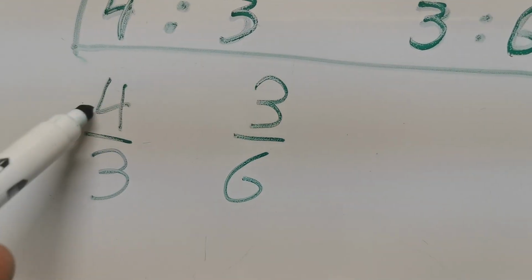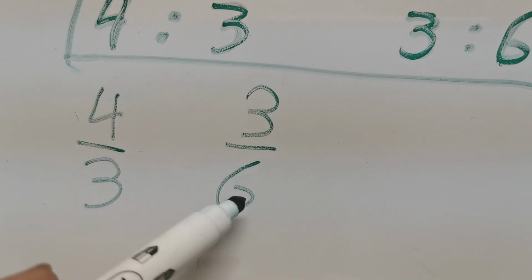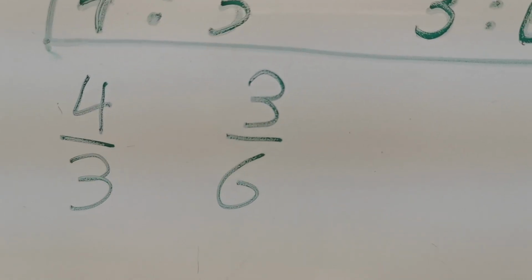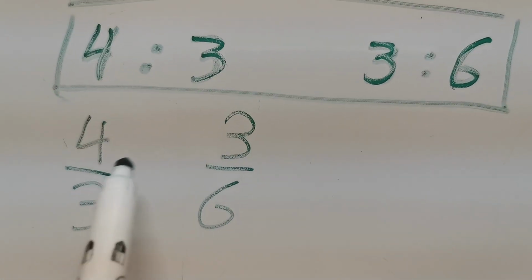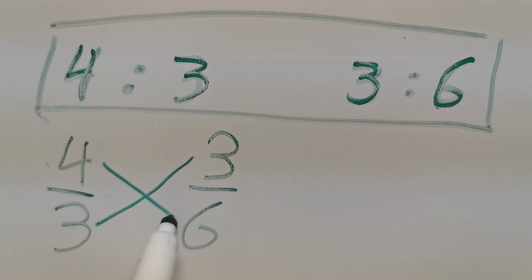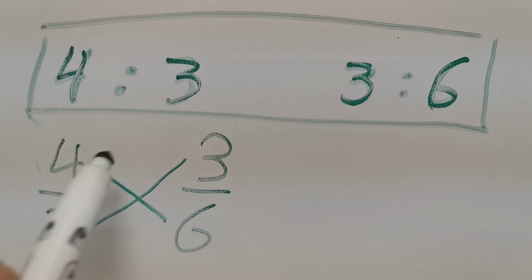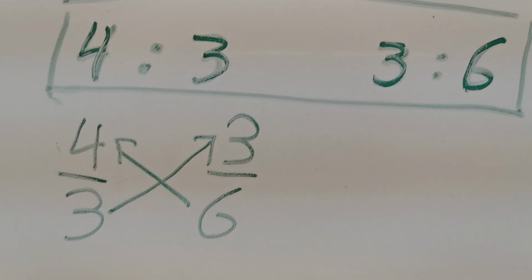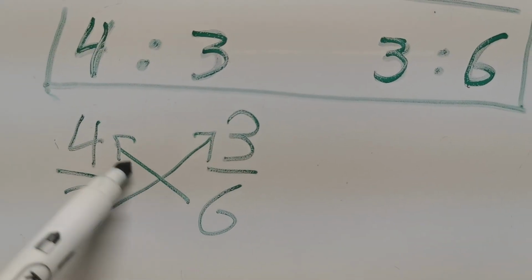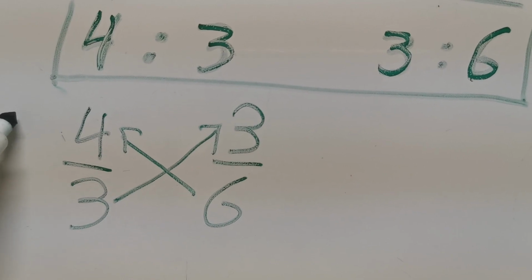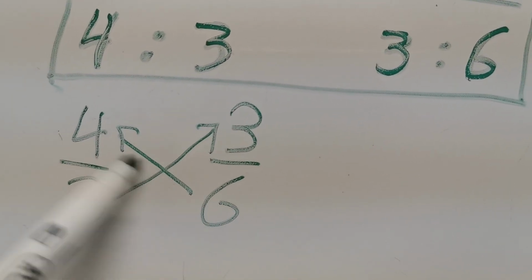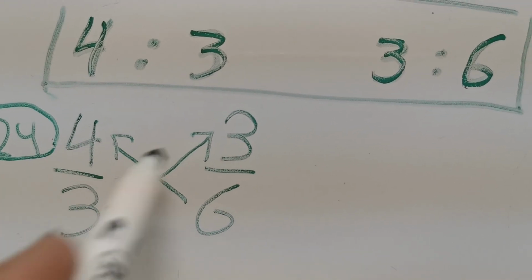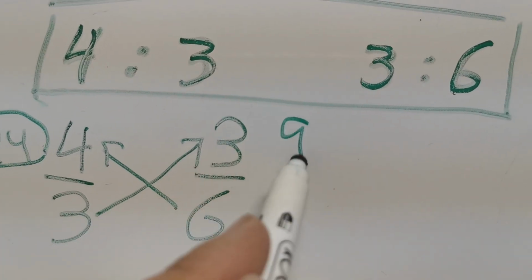Now you have 4 to 3, 3 to 6. To compare them, I will make the cross multiplication, or we call it cross products. So I will make this X. Then put my arrows here. Why am I putting these arrows? To tell you that I will multiply from down to up. Then I will put my answer up beside it. It means 6 times 4, 24. 3 times 3 will give me 9.